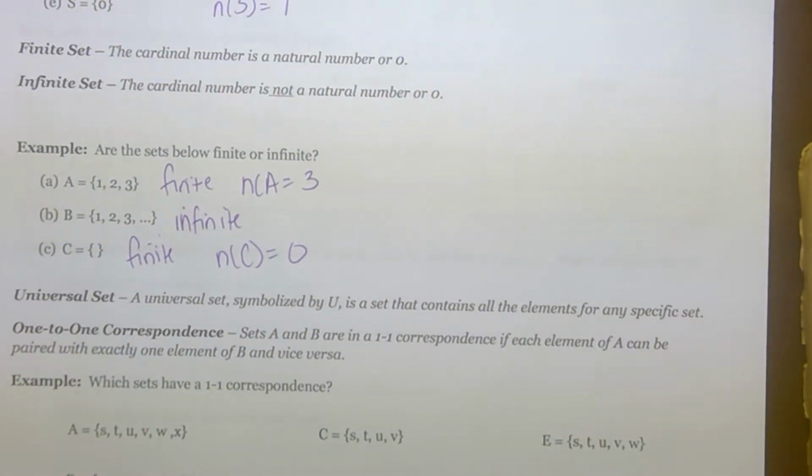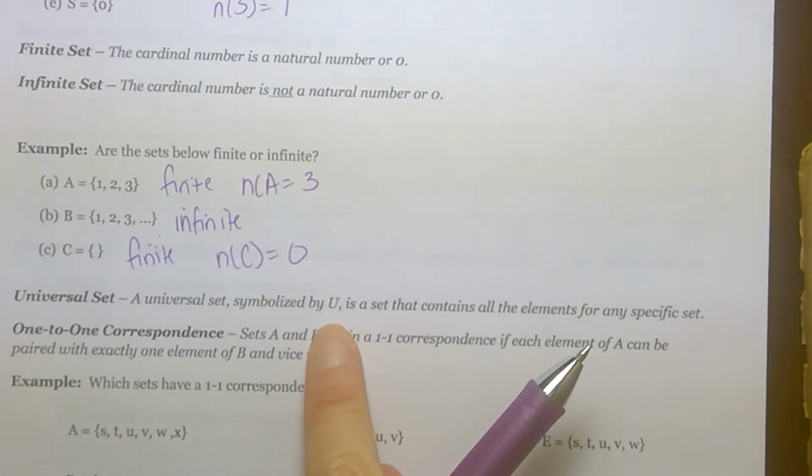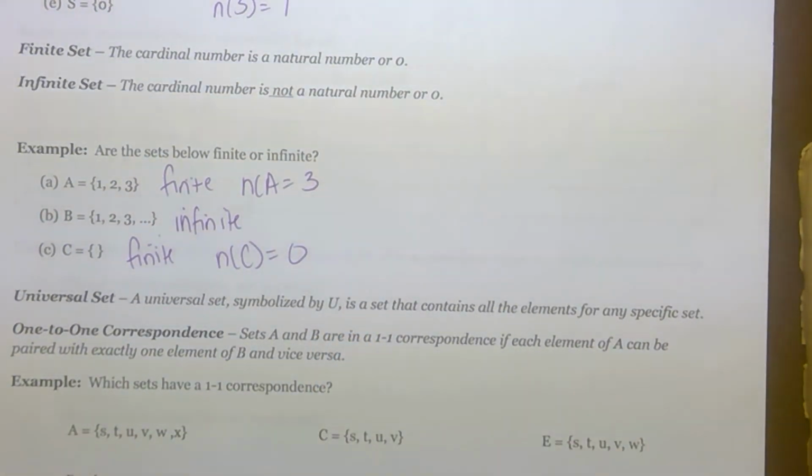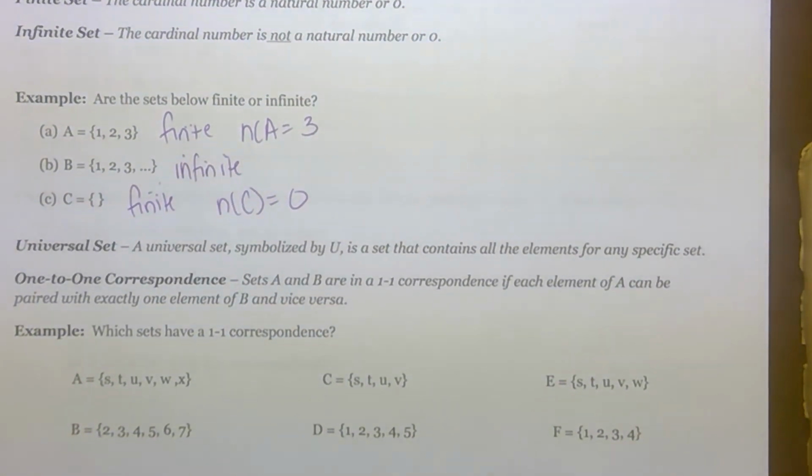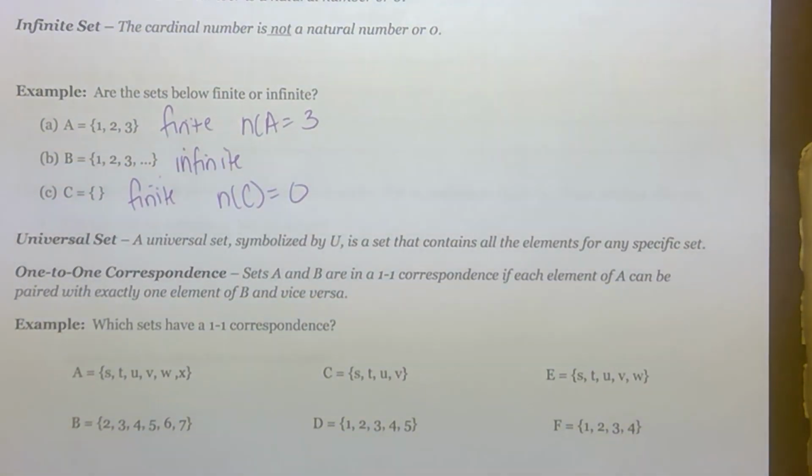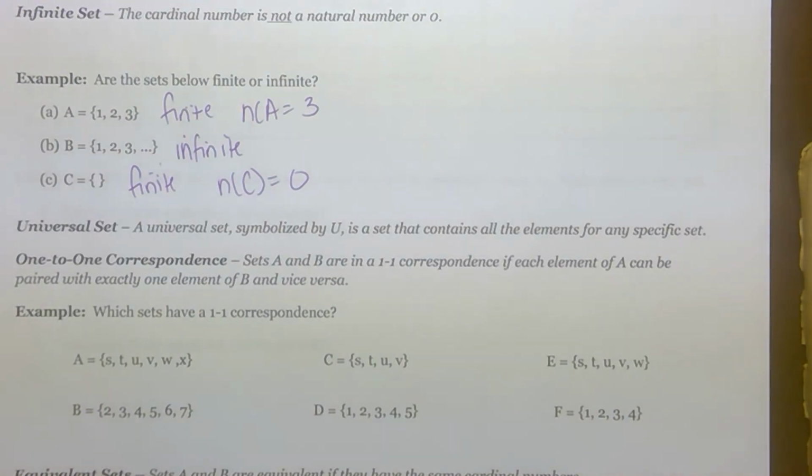The universal set, symbolized by that capital U, is a set that contains all the elements for whatever we're talking about. One-to-one correspondence. That's how I can check for equivalent sets. Set A and B are in a one-to-one correspondence if each element of A can be paired with exactly one element of B and vice versa. So we're looking for the sets that have one-to-one correspondence here.